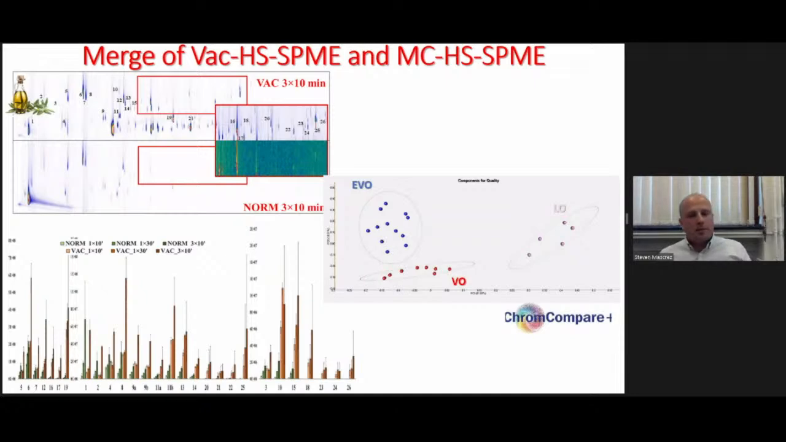That confirms the theory. And as a little proof of concept, as shown before, we use different classes of olive oil, extra virgin, virgin, and lampante, with this condition, with vacuum and multi-cumulative, to see if we could do the clusterization. So thanks for your attention.